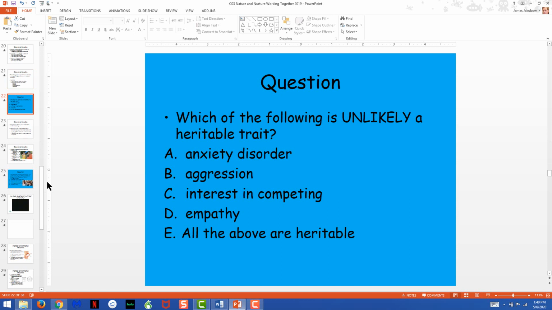So let's take a look at this question. Which of the following is unlikely a heritable trait? And the answer there is E. All of the above are heritable.